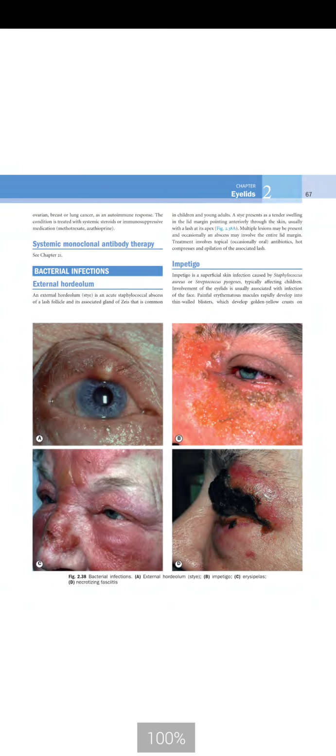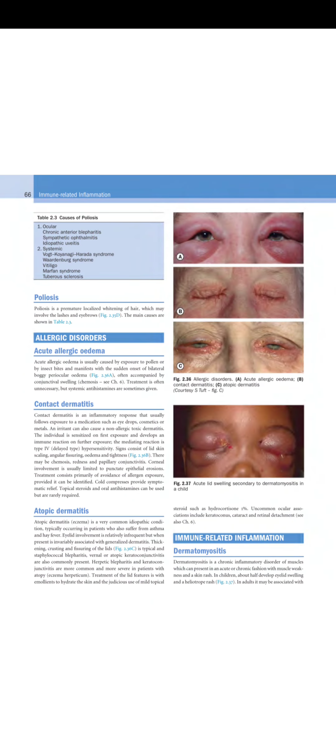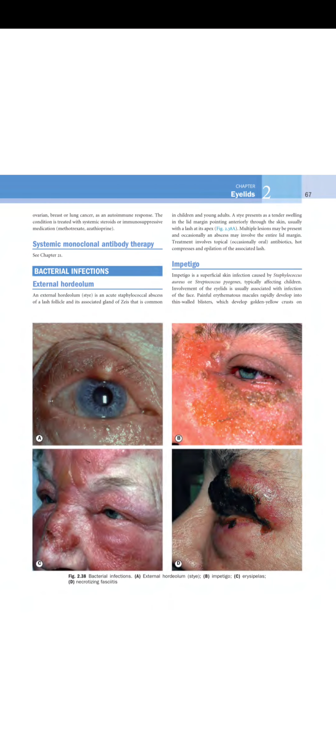So basically it is an autoimmune reaction in which there is muscle weakness and the skin is also involved. This is not a very important topic, but just remember it.